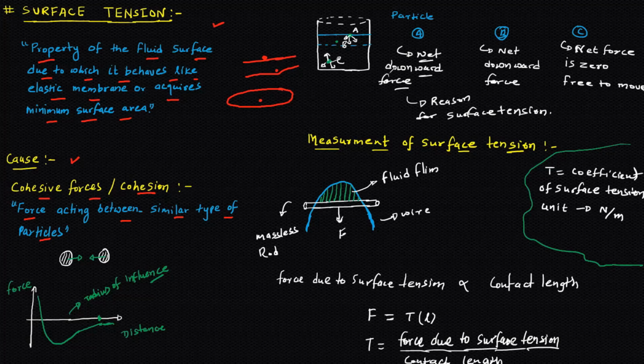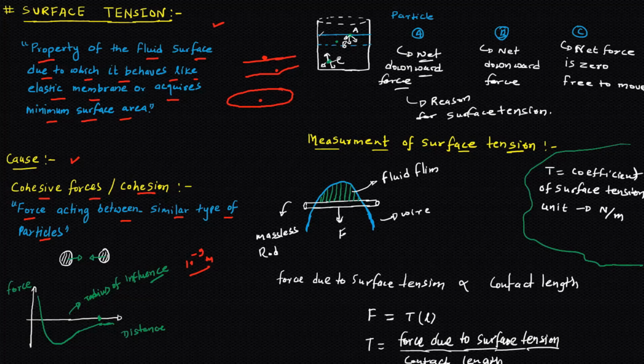Now how it comes, we are going to learn. This is a graph between the cohesive force and the distance between the particles. If the distance is beyond 10 to the power minus 9 meter, the particles will not feel much cohesive force, so cohesion will not occur between them. This distance is known as the radius of influence.